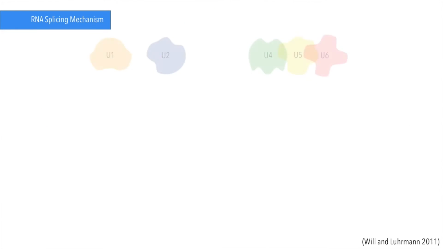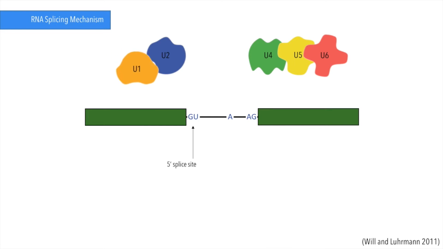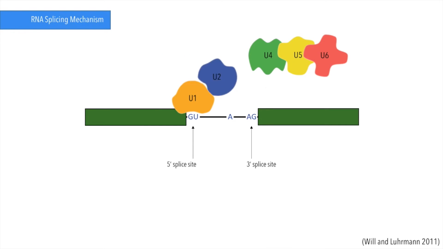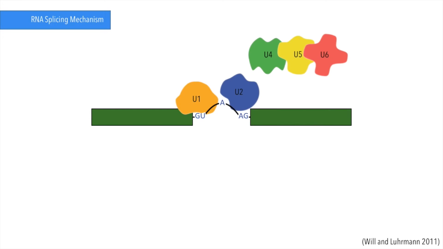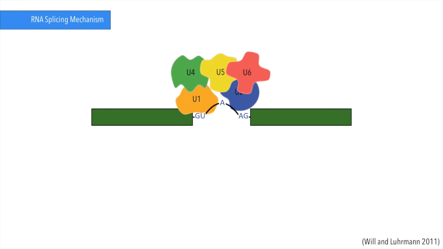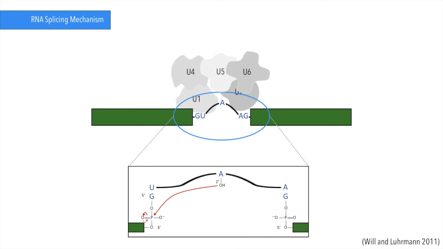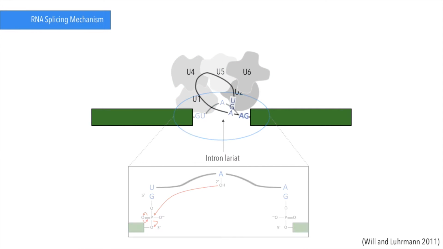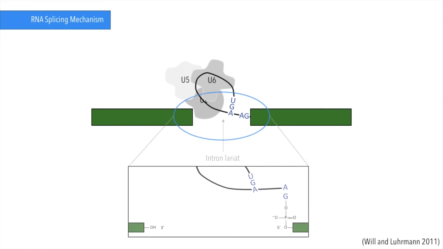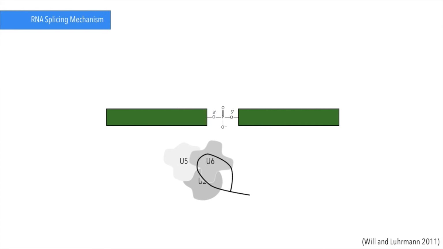Splicing is achieved by the spliceosome, a protein complex comprised of 5 small nuclear ribonucleoproteins, or SNRPs. SNRPs recognize splice sites at the 5' and 3' end and an adenine branch point in the intron. The spliceosome assembles, and through the first transesterification reaction, a lariat is formed. Through a second transesterification reaction, the intron lariat is removed, leaving the 2 neighboring exons spliced together.